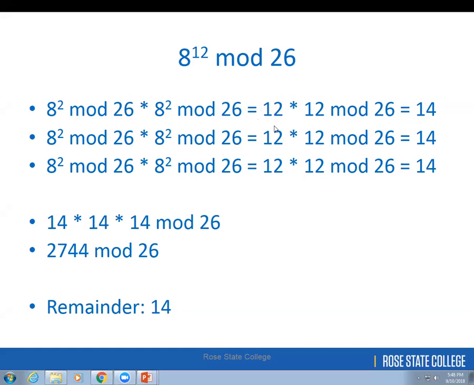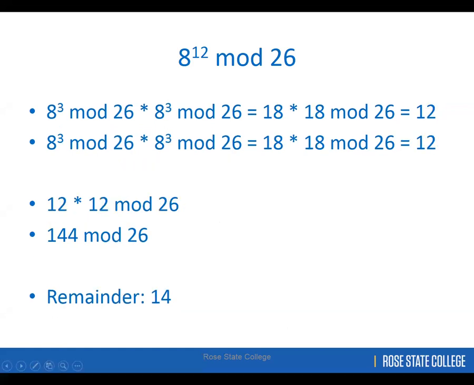So you saw how I got that 12 very simply: 8 squared mod 26. Then since I had it in there twice, it would be 12 times 12. But again, you got to bring the mod 26 again. So 12 times 12 is 144. Mod 26 ends up being 14. And it's literally that easy. Y'all see that?